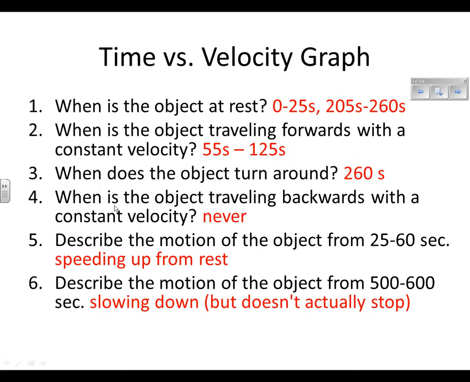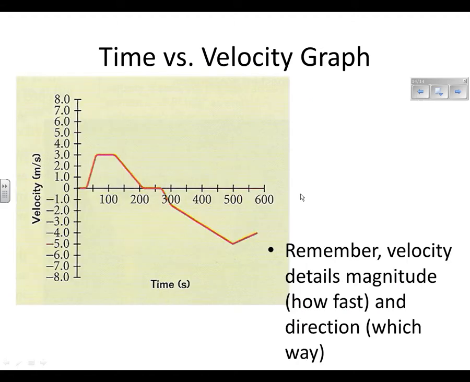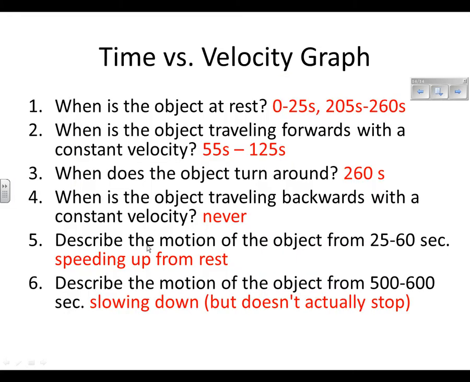Next. When is the object traveling backwards with a constant velocity? The answer: never. If we look at all of our backwards velocities, all of our negative velocities, do we ever see a constant section anywhere? We don't. All right, these next two are a little bit tricky.